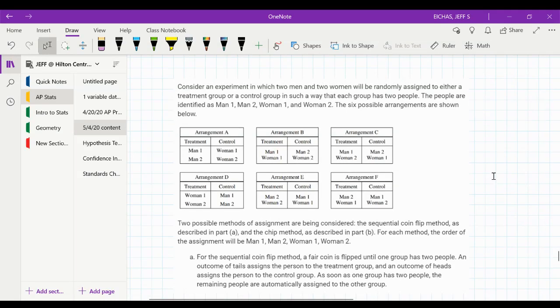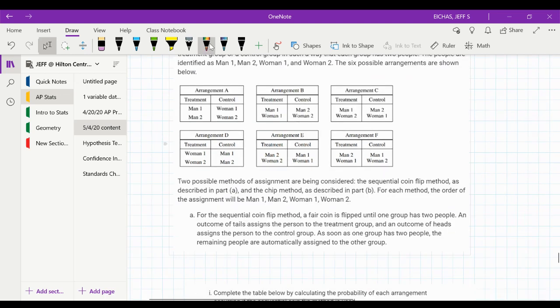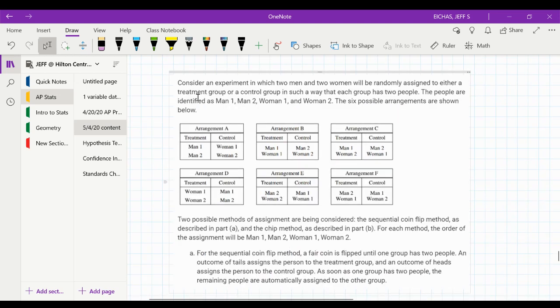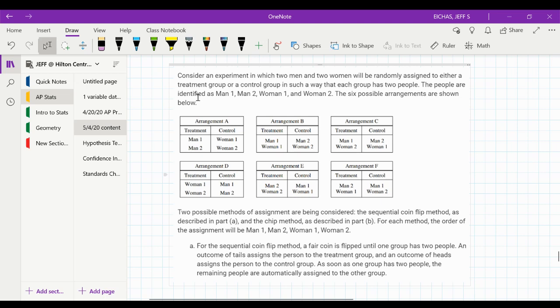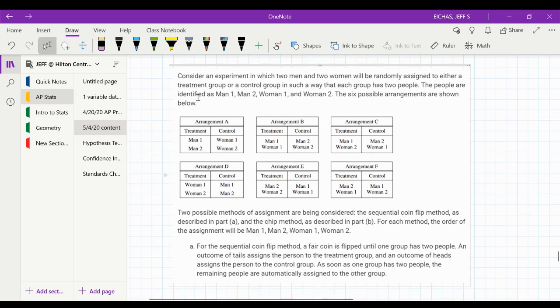So we've got our fourth question from this exam. Consider an experiment design here. To quickly review what a treatment is, in this case they didn't say, did they? Okay, they're just showing how to assign them.